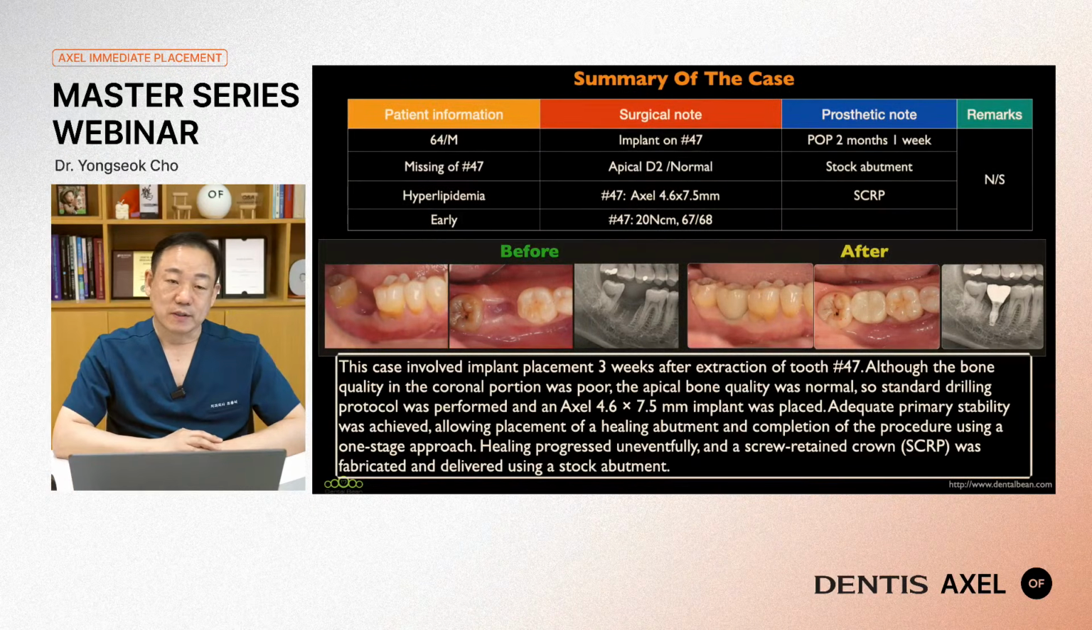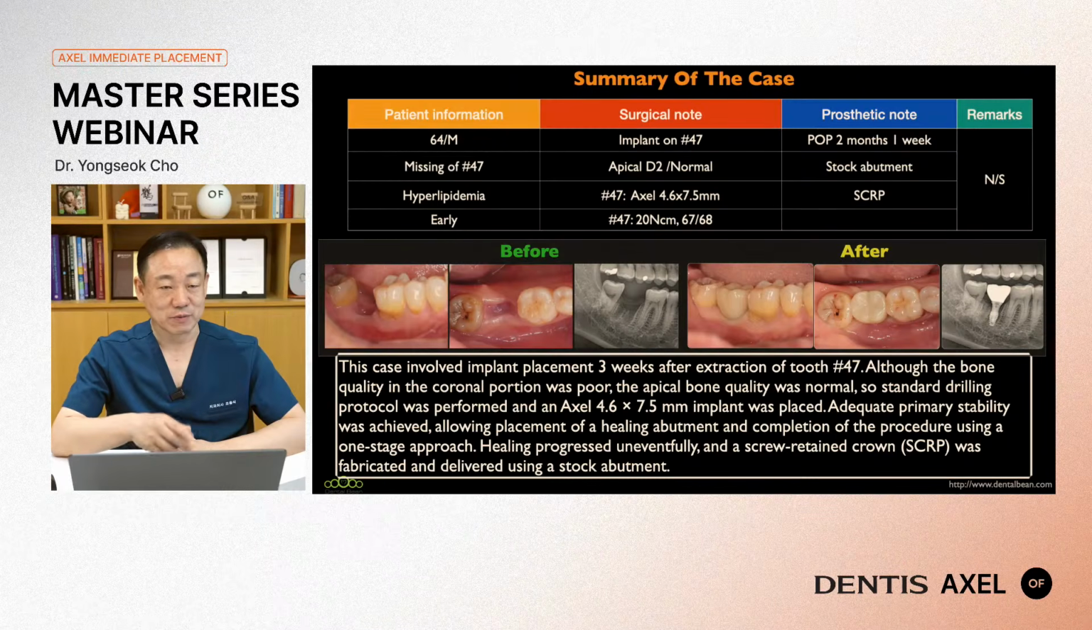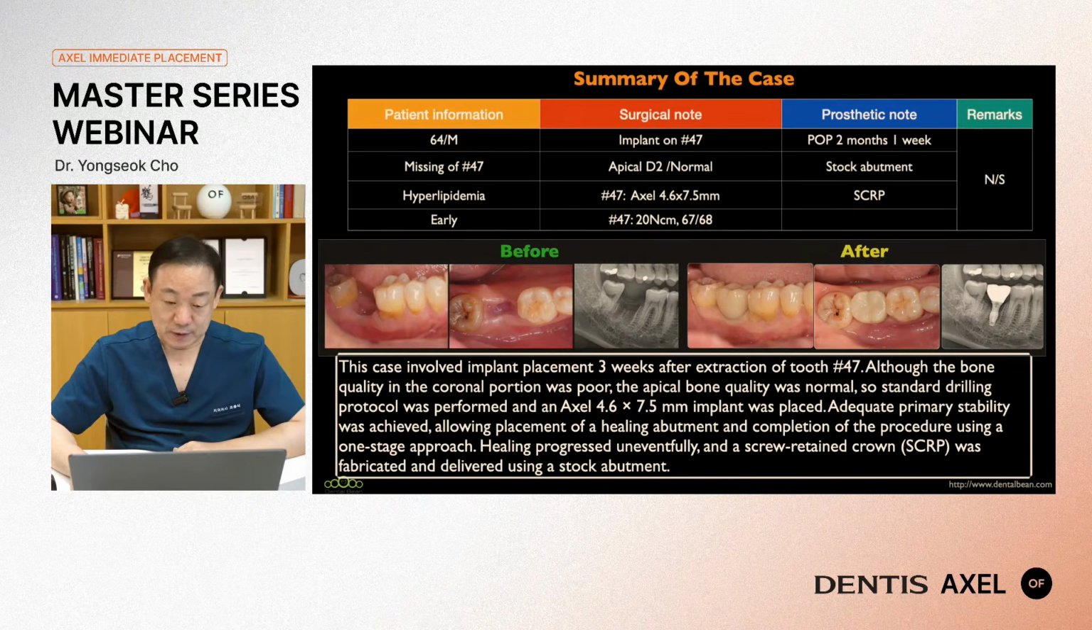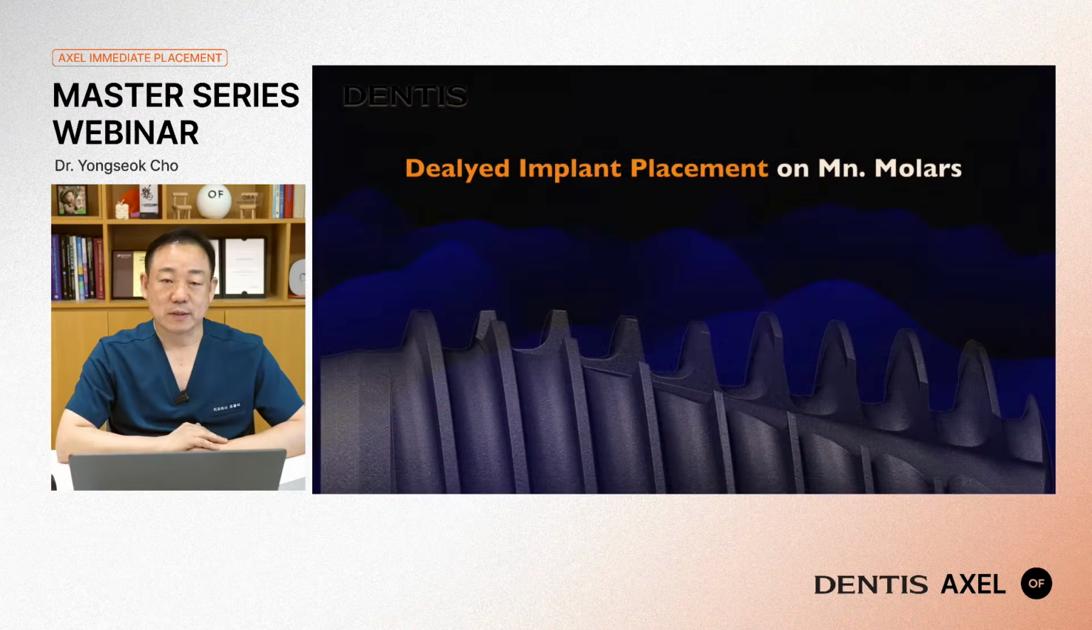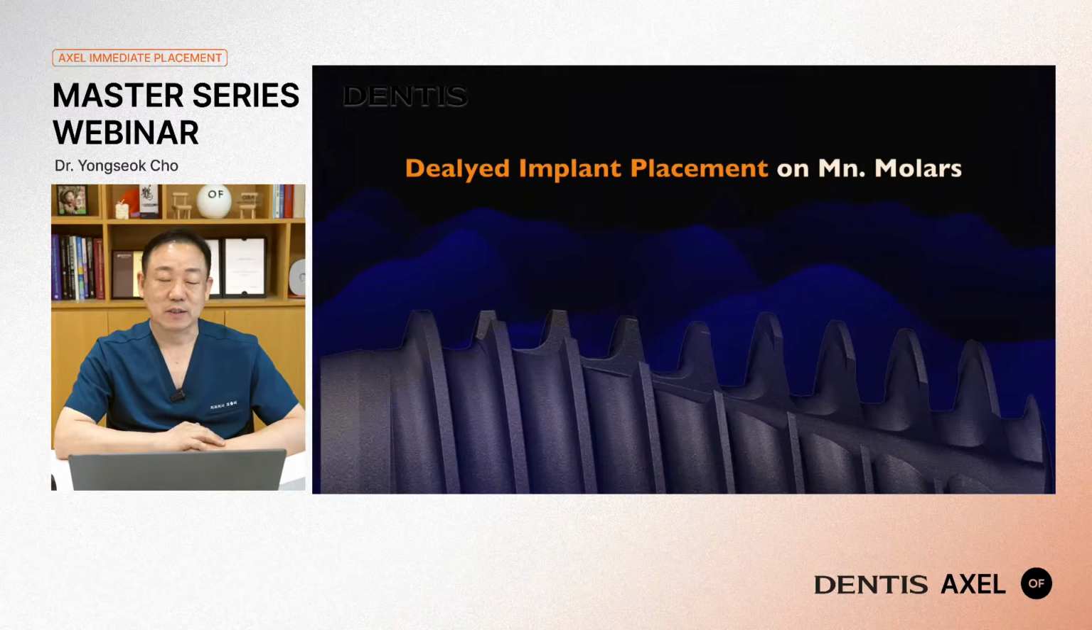So this is an early implant case. I don't do early implant in many cases. I just do it in very limited situations when immediate was also possible, but I didn't place the implant because of some reason. That is the indication of early implant placement. Then let me talk about delayed implant placement on the mandibular molars.